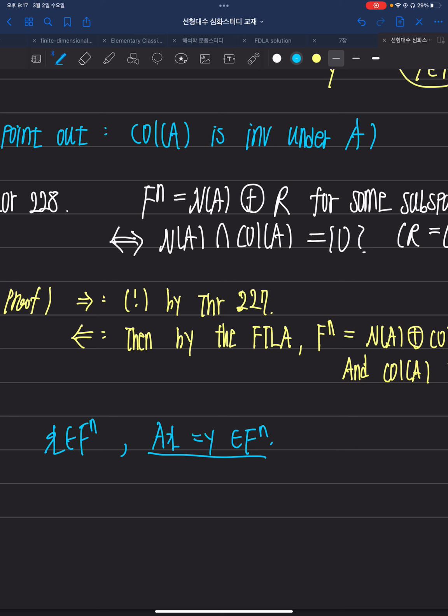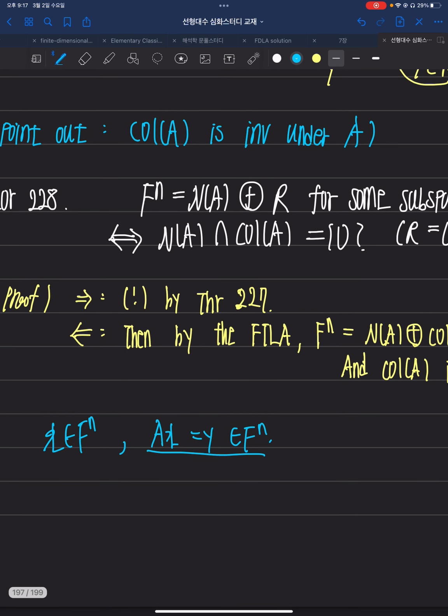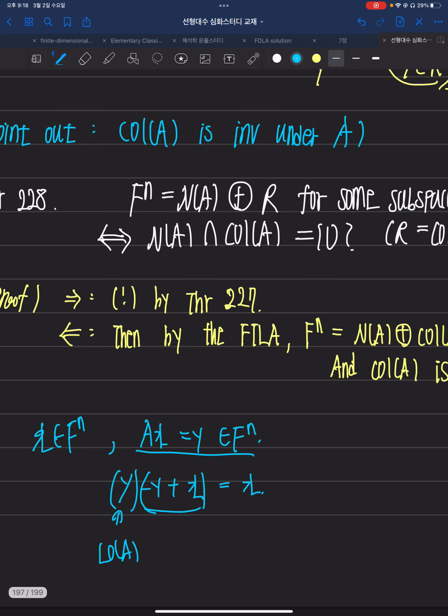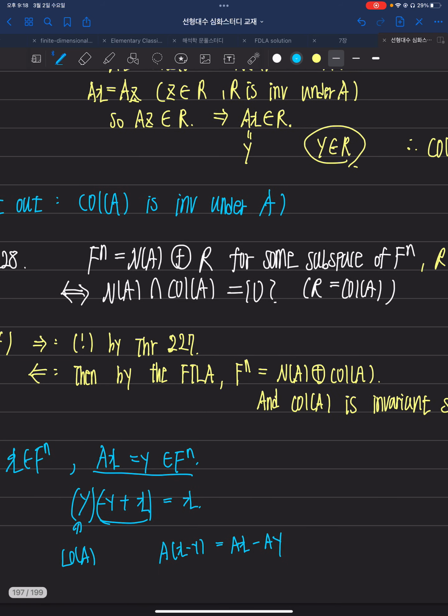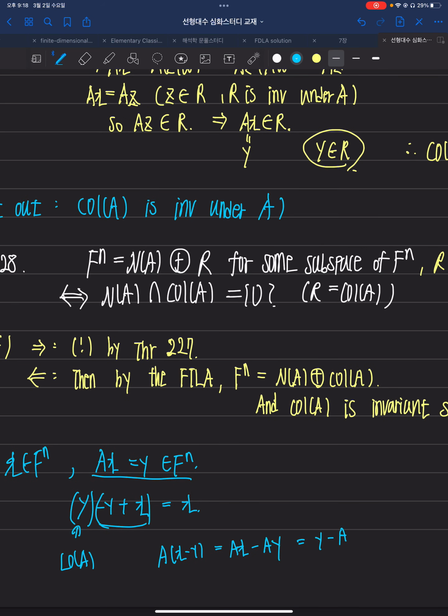이 상태에서 x를 널 스페이스의 요소와 컬럼 스페이스의 요소로 쪼갤 수 있냐를 물어보고 있는 건데, 단순히 y를 마이너스 y 플러스 x로 해준다면 이건 x죠. 이건 컬럼 스페이스의 요소고요. 이게 널 스페이스의 요소냐고 물어보고 있는 건데, 이게 NA의 요소이면 가능한 거죠. x-y는 A의 리니어리티에 의해서 Ax-Ay죠. 그런데 Ax가 y죠.